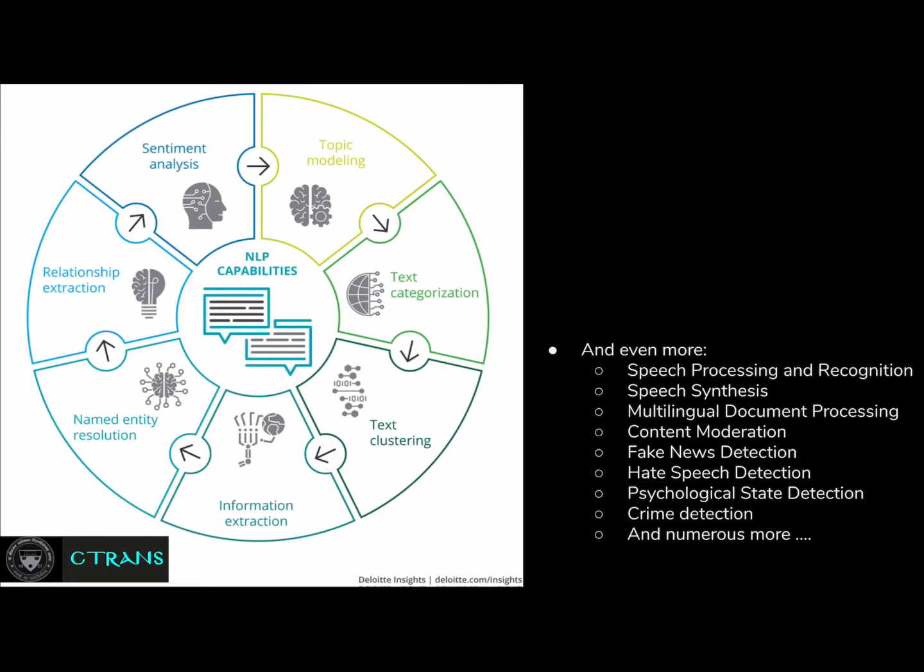So some of the more recent areas of interest, such as content moderation or fake news detection, so hate speech detection. There are psychological state detection systems, so whether you are depressed or whether you are happy. If it could automatically recognize if somebody is depressed, necessary action could be taken, people could be alerted about those states.